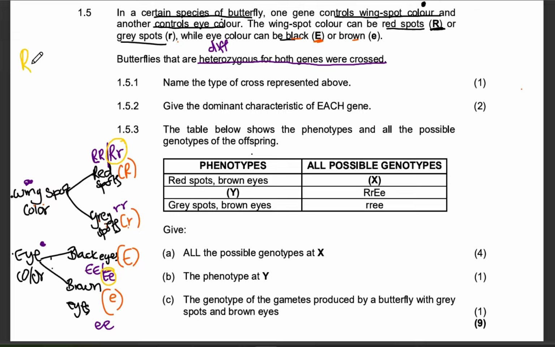I'm going to change my color again. Name the type of cross represented above. The type of cross that is represented above, guys, is obviously a dihybrid cross. And the reason for that is there are two traits being investigated here. So you then get your 1 mark.